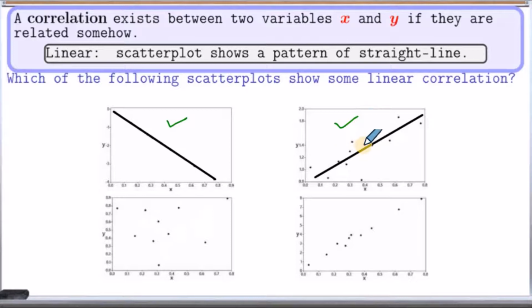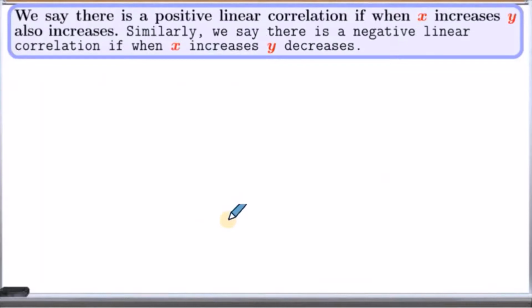Here we can see that this one shows a somewhat linear pattern. Now let's look at the third one here. For this one, we don't see any linear pattern of a straight line. Finally, let's look at the fourth one here, this one. We can again see a straight line pattern here. Let me draw a straight line. Therefore, this one also has linear correlation. I say there is a positive linear correlation if when x increases, y also increases. Similarly, we say there is a negative linear correlation if when x increases, y decreases.